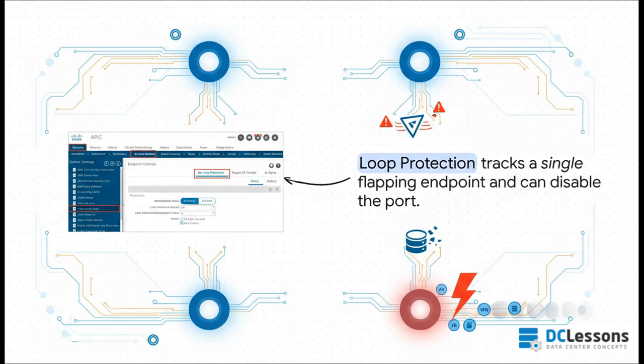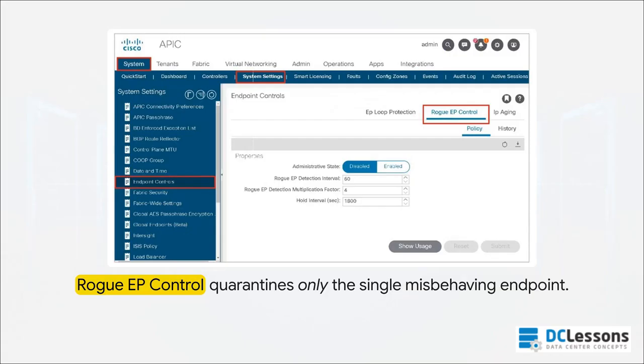Now, shutting down the port absolutely solves the problem, but it also takes down every other well-behaved VM on that same physical host. It's effective for sure, but the blast radius is just huge. And finally, we get to rogue endpoint control. Just like loop protection, it's a global feature, and it tracks a single badly behaved endpoint. But its action, it's just so much more intelligent.